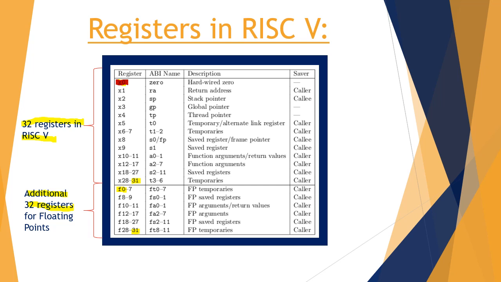All the other registers can be modified, but these are the usual conventions that are used, such as for X1, it's the return address. X2, X3, or X4 are different kinds of pointers. X5, X6, and X7 are temporaries. X8, X9, and also X18 to X27 are saved registers. X10 to X17 are function arguments, and X28 to X31 are actually the temporaries.